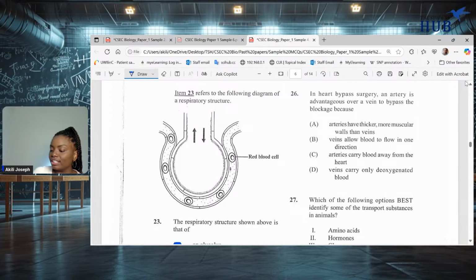In heart bypass surgery, an artery is advantageous over a vein to bypass the blockage because, is it that arteries have thicker, more muscular walls than veins, that veins allow blood to flow in one direction, that arteries carry blood away from the heart, or that veins carry deoxygenated blood only? It's going to be A. Arteries have thicker, more muscular walls than your veins.